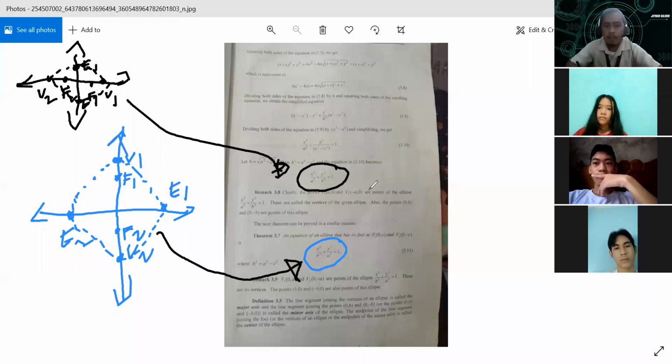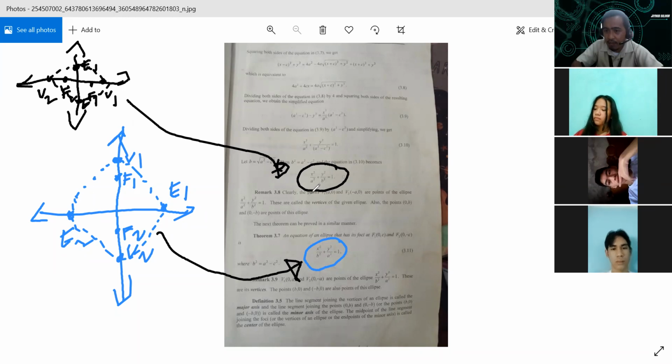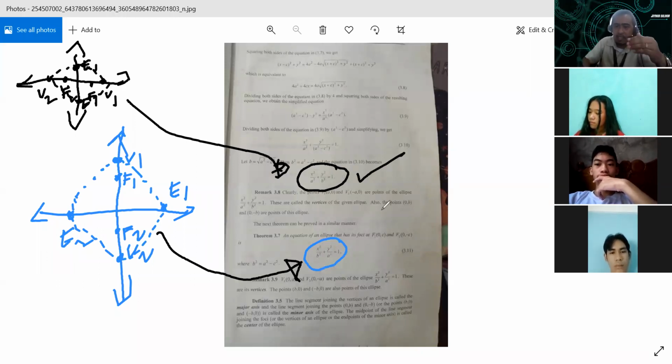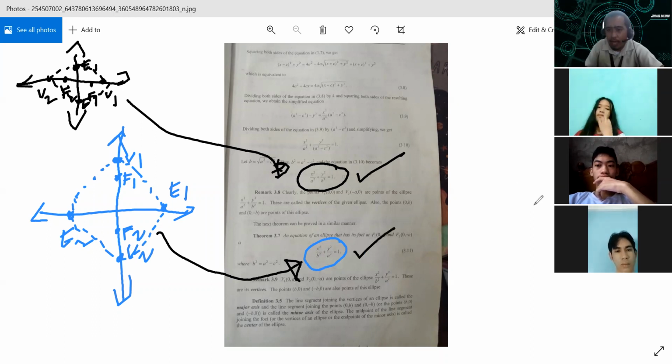If you look here, class, if the major axis is along the x-axis, then a squared should be in the denominator of x squared. Clear? But if the major axis is along the y-axis, then a squared should be in the denominator of y squared. Got it? Please remember that. So this is the equation if the major axis is the x-axis, and this is the equation of your ellipse if the major axis is the y-axis.